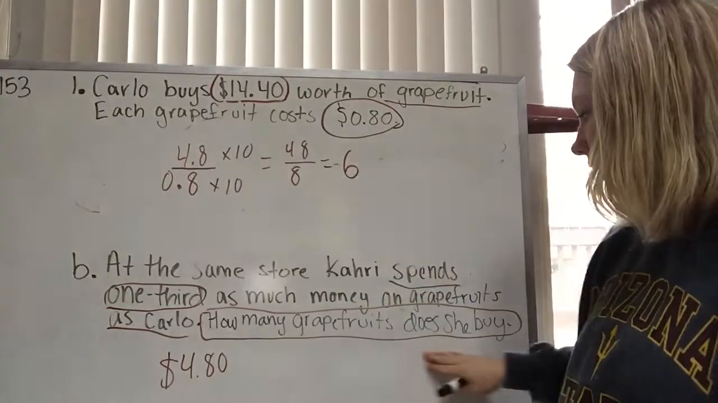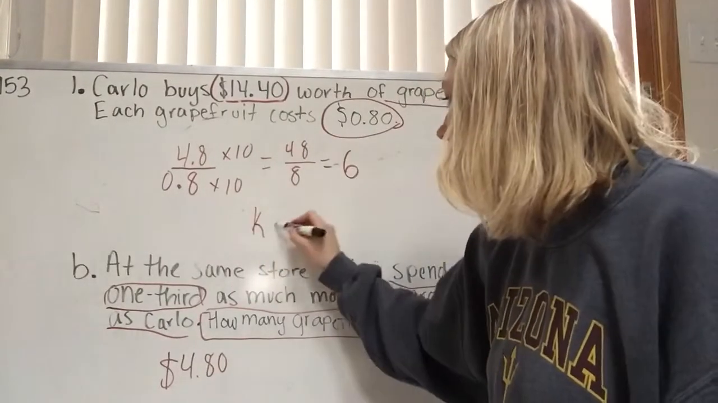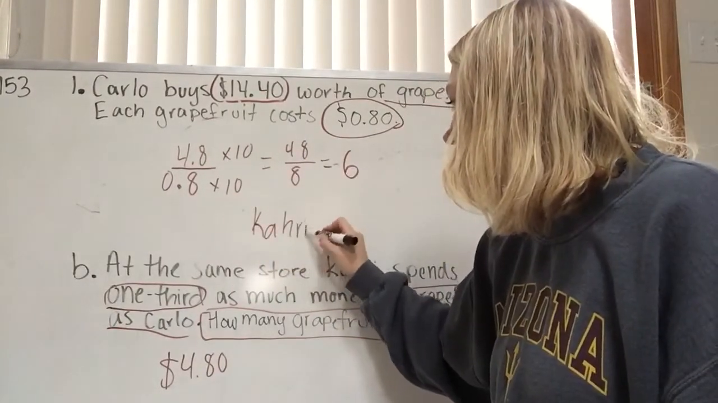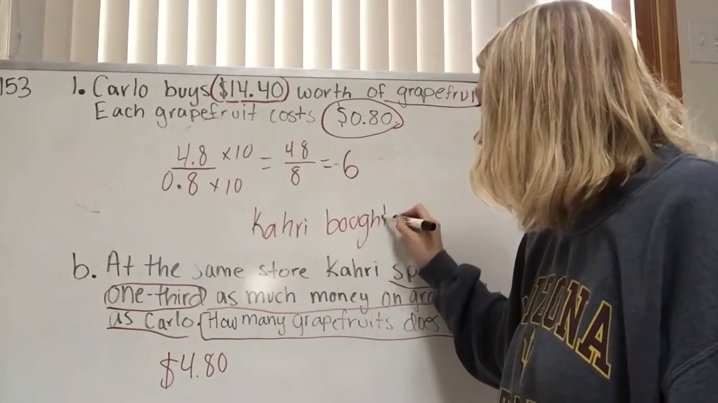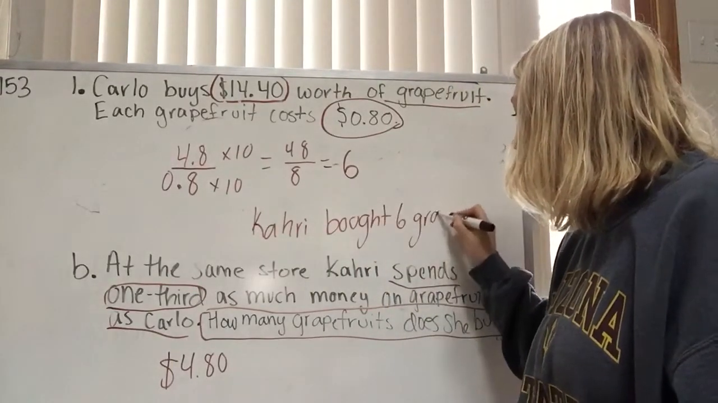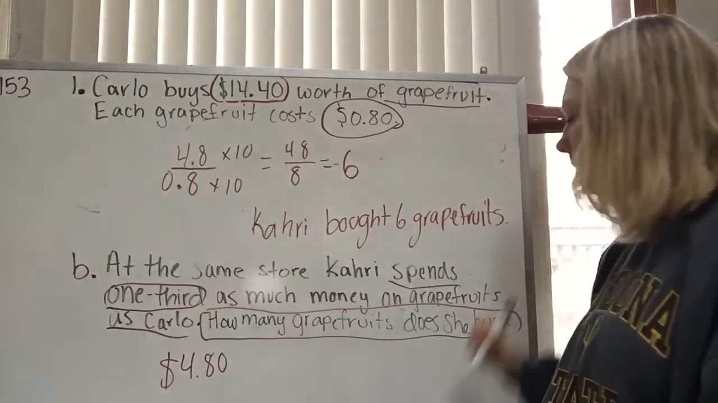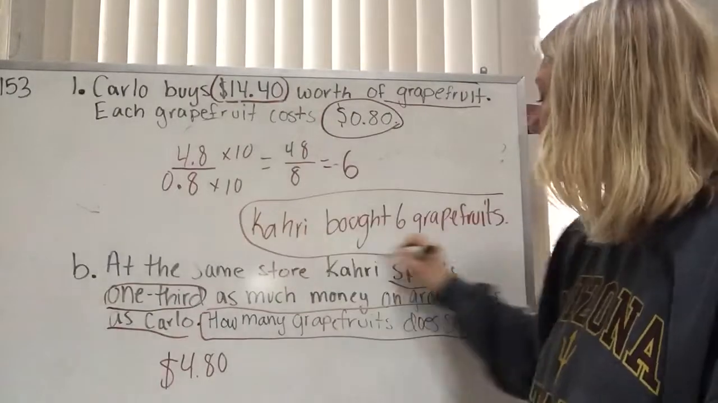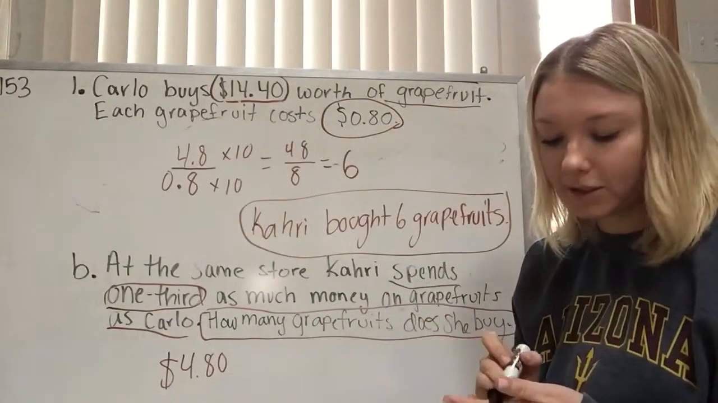And then I can go down here, and I would write it down here, but I'm going to write it here. So Kari bought 6 grapefruits. Okay? Circle my answer, type it into my document, take a picture, I'm good to go.